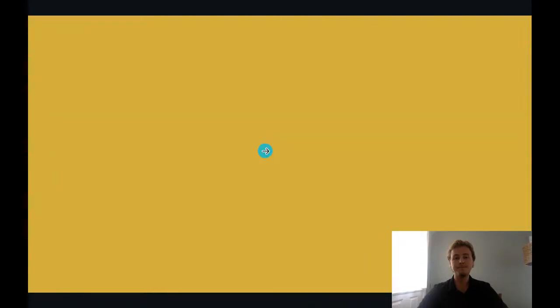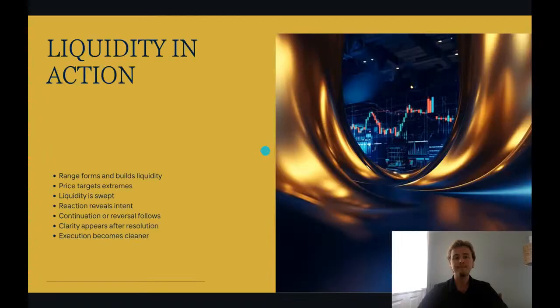Liquidity in action: range forms and builds liquidity. Price targets extremes. Liquidity is swept. Reaction reveals intent. Continuation or reversal follows. Clarity appears after resolution. Execution becomes cleaner.